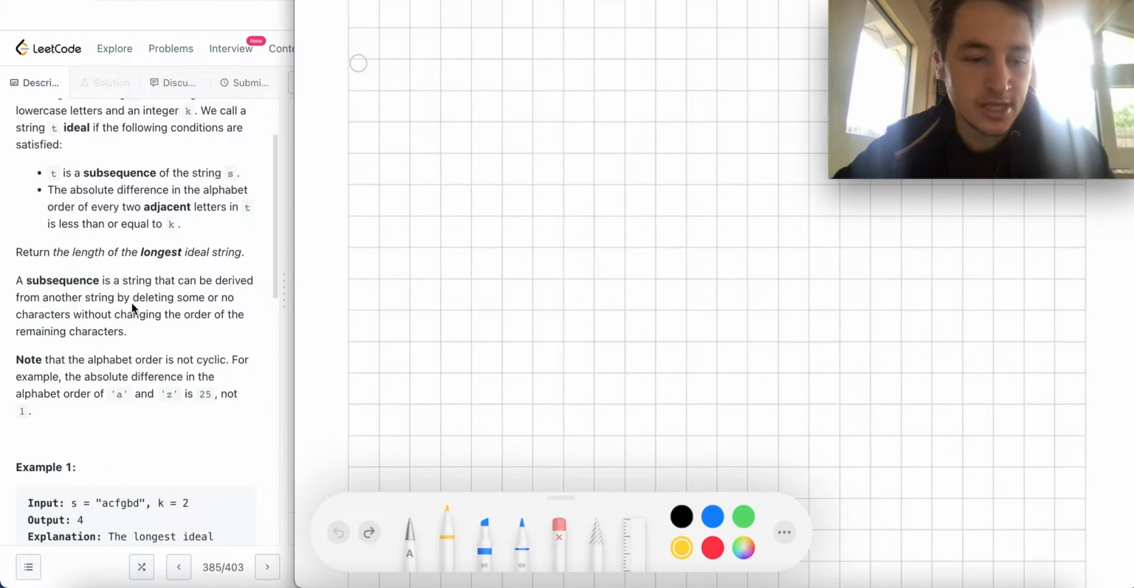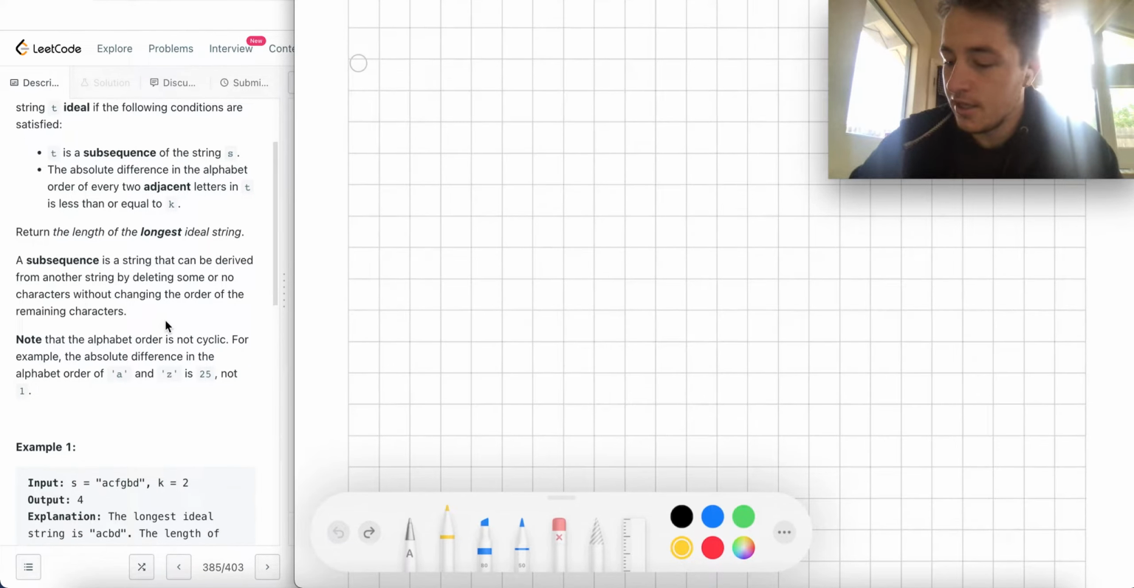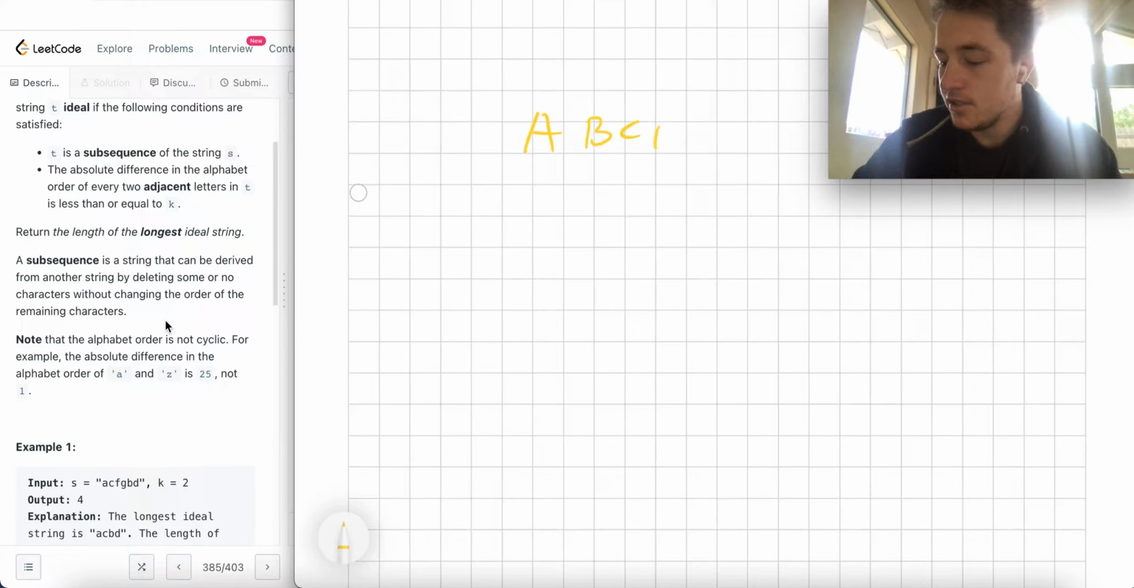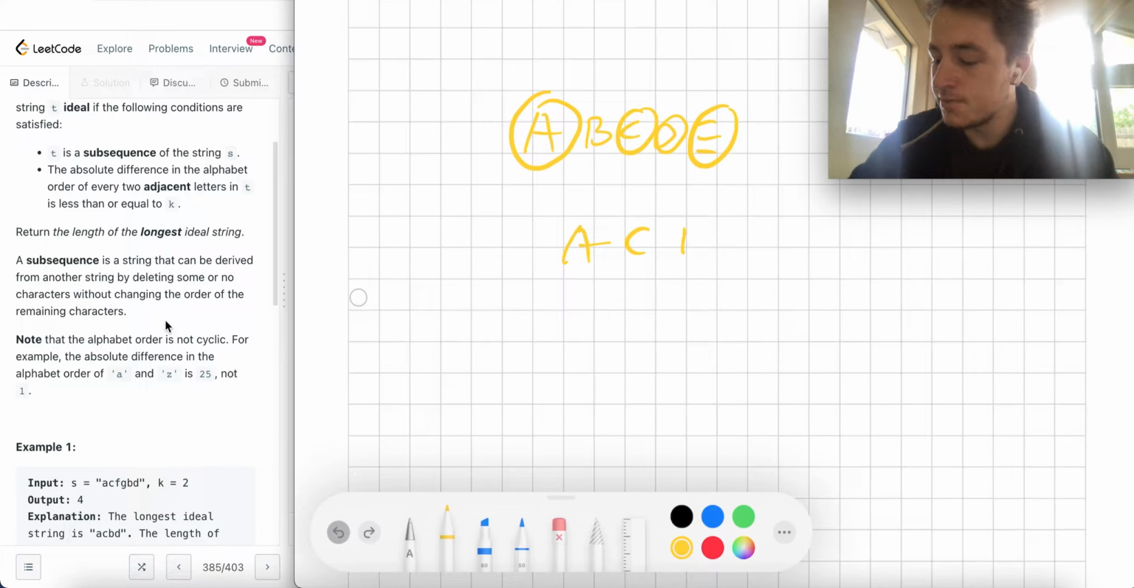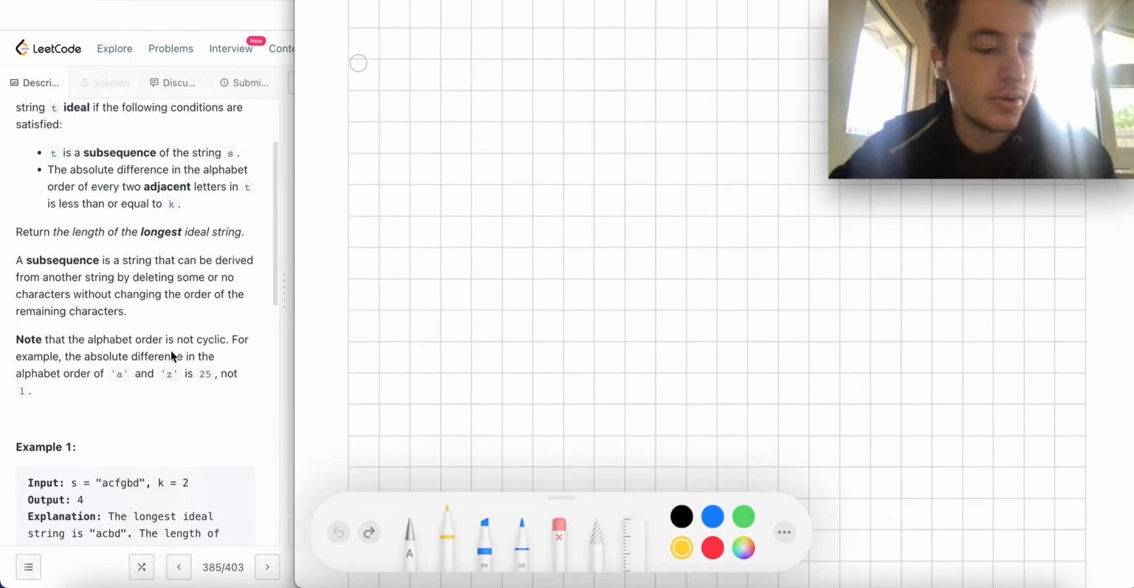And of course, a subsequence is a string that can be derived from any other string by deleting some or no characters without changing the order of the characters, right? So if you have a string like A, B, C, D, E, you can take any characters from it in order, and that would be a subsequence. So hopefully you understand what a subsequence is, because it's an essential component of a lot of Leetcode problems.